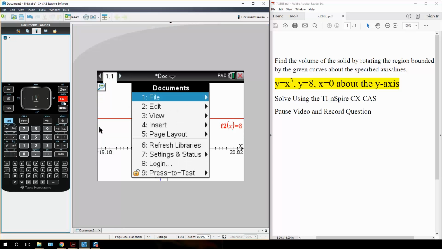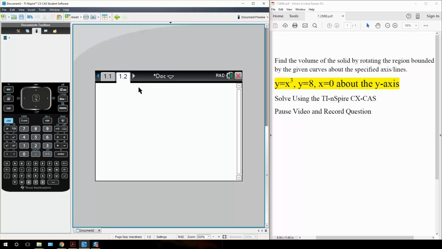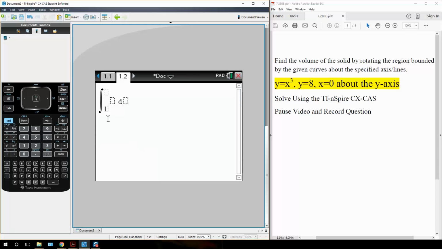So we're going to hit doc, insert, give me a page, calculator. We know it's going to be in terms of 0 to 8, so we'll hit calculus, integral, 0 to 8. The formula has pi times our function squared, so pi is going to be this, and our function, since it's in terms of the y-axis, which means dy, needs to be x equals y to the 1/3. So we'll have x, now we'll have y to the 1/3, squared like this, in terms of dy.